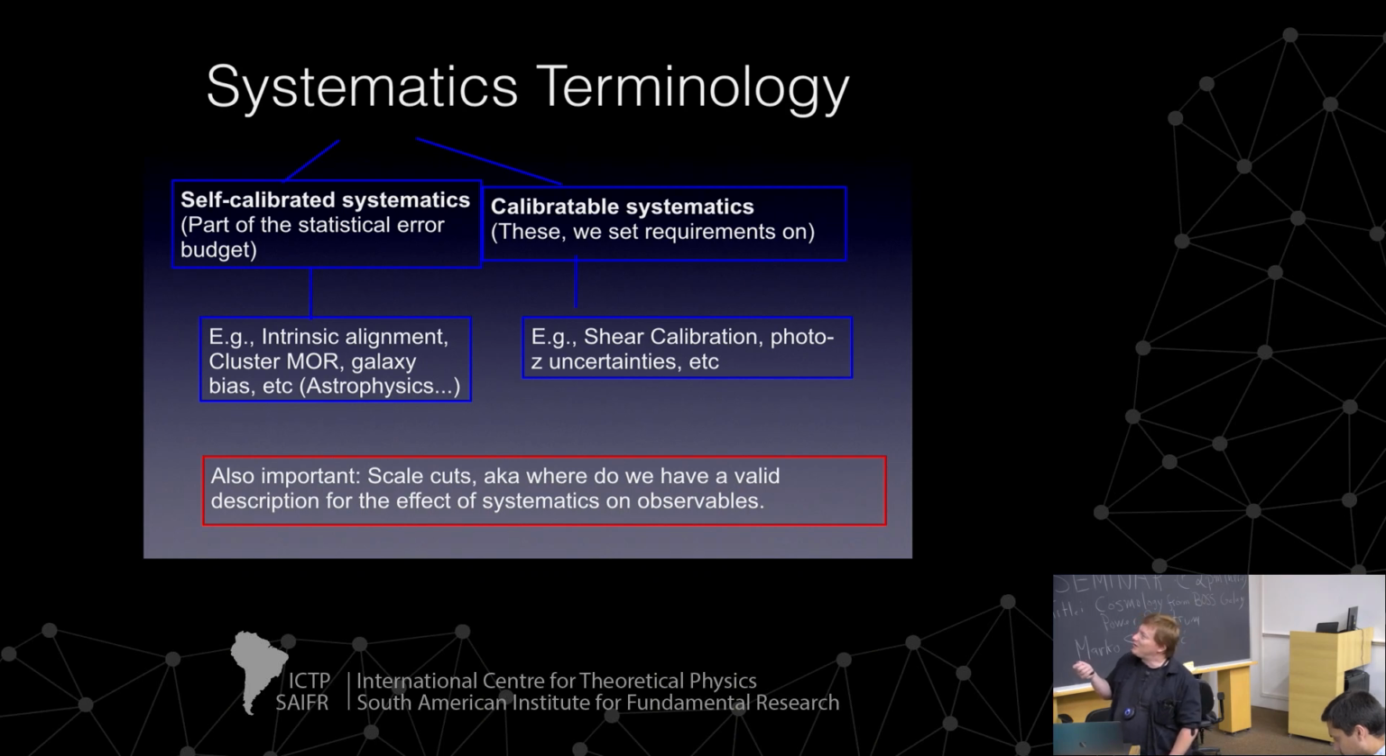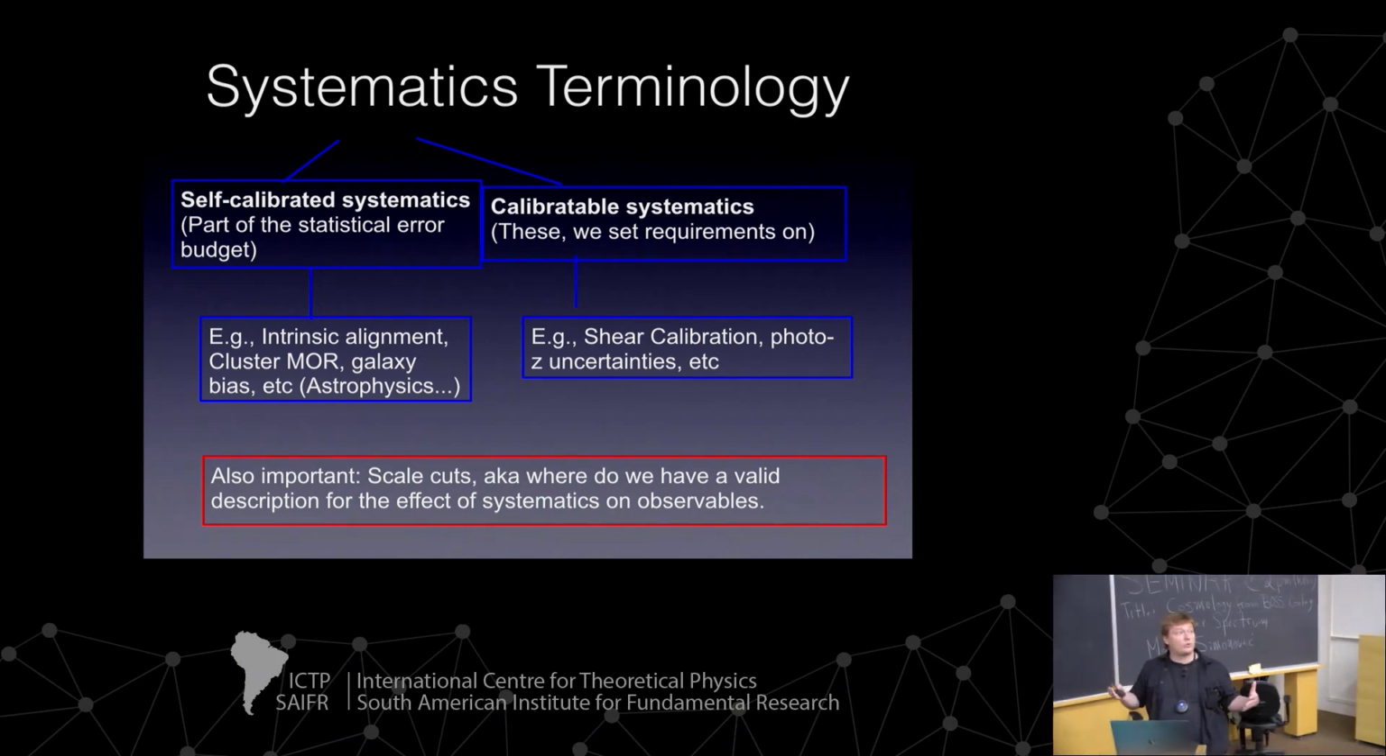So these are being self-calibrated. Systematics are what you would know as astrophysical systematics, like intrinsic alignment and galaxy bias. Those are things that we hope the data itself will calibrate. So we give it a parameterization, but we don't put strong priors on that. We hope that the data tells us what this is.